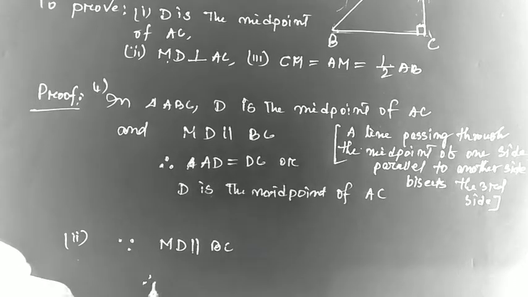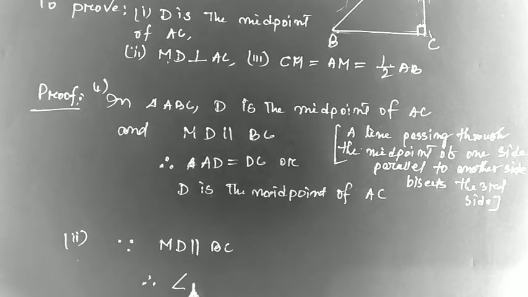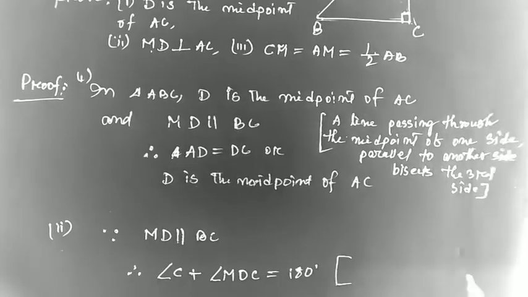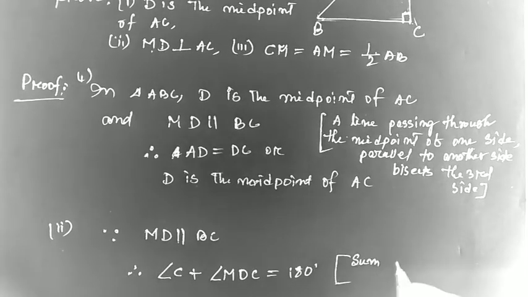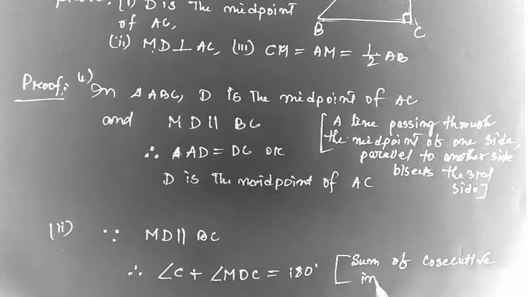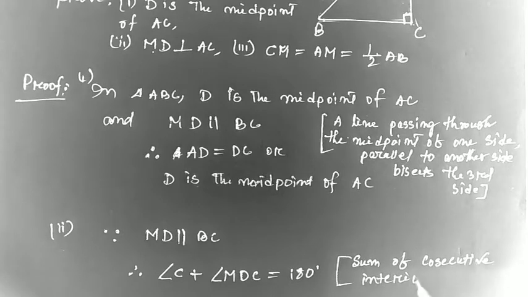So we can write, therefore, angle C plus angle MDC is 180 degrees. You can write: sum of consecutive interior angles.